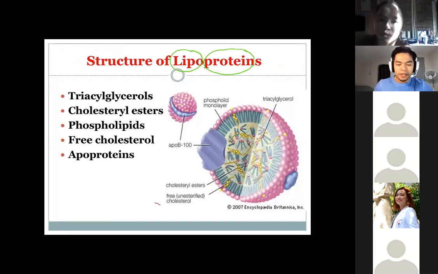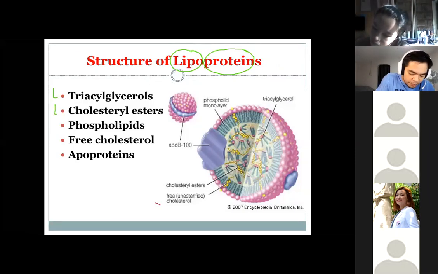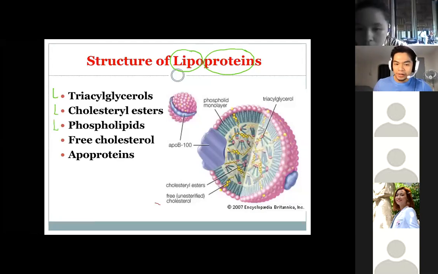So number one, we have triacylglycerol. Of course, lipid component ito. And then, second, we have cholesterol ester, a lipid component din siya. And then we have phospholipids, lipid component din siya. And then, free cholesterol, puro lipid components sila. Okay? So ito yung mga types ng lipids that are found in lipoproteins.